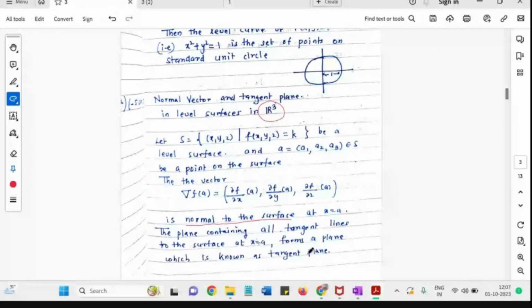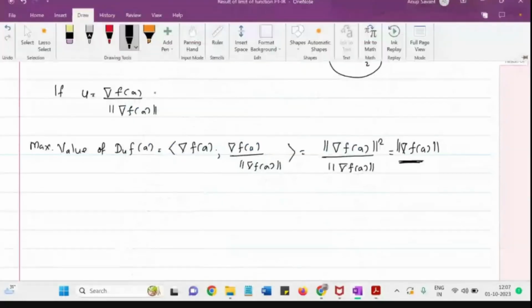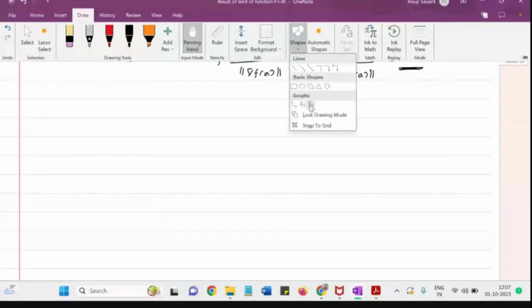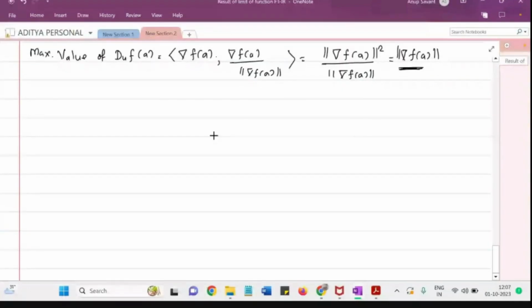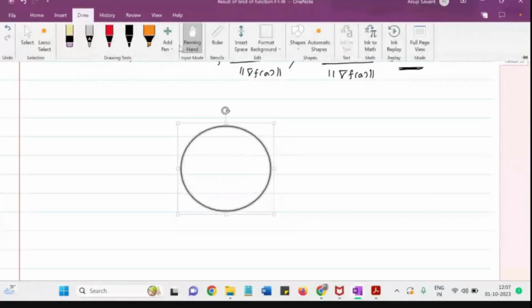So that is the concept. I don't know whether I'll be able to draw over here. I'm not sure whether I'm good at drawing this. Let me just give it a try. So imagine this is a sphere.